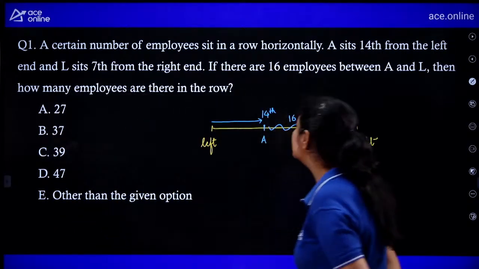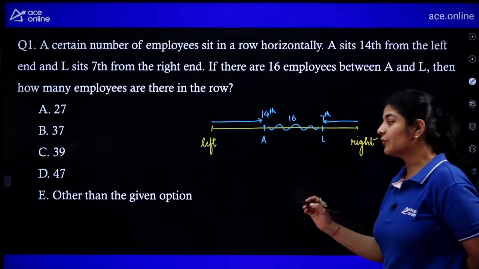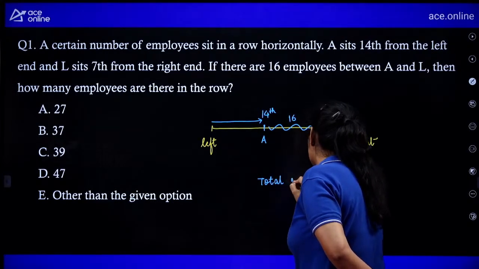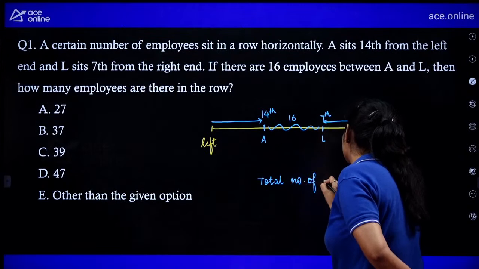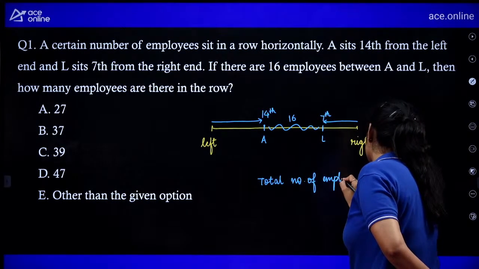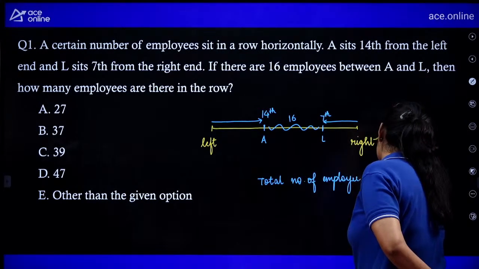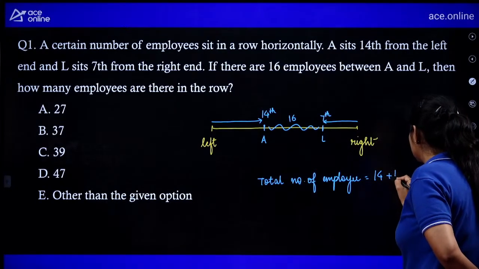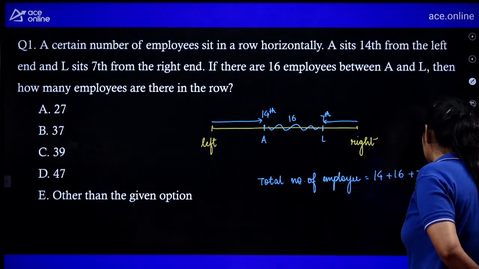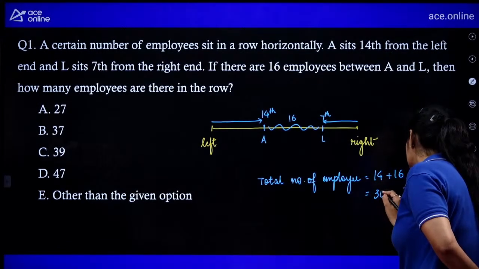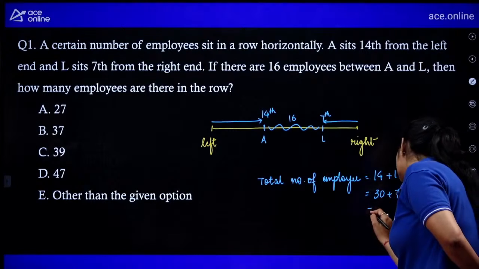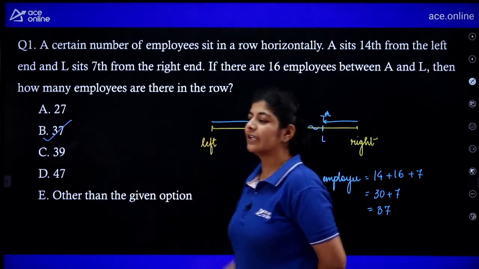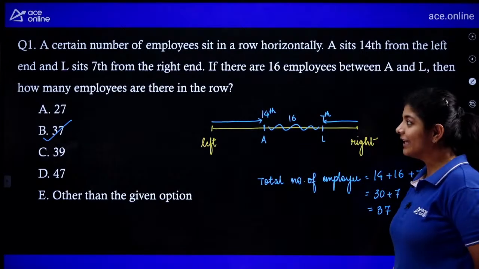So what we need to do is simply find out the total number of employees. The total number of employees is nothing but 14 plus 16 plus 7, which is 30 plus 7, and the answer is 37. That means your option number B is the correct one.